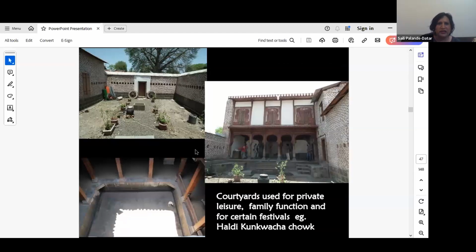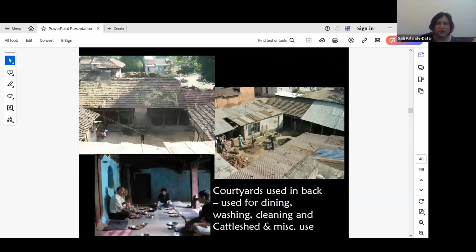And the more intimate courtyards are like these ones, where you entertain people. There are some fountains which are placed and so on. They are also utilized for family functions like munja or some private functions like doha jevan and so on. Here you can see the courtyards in the back are used for dining, washing, cleaning, as seen here. These are from Vai Menavli near Satara.